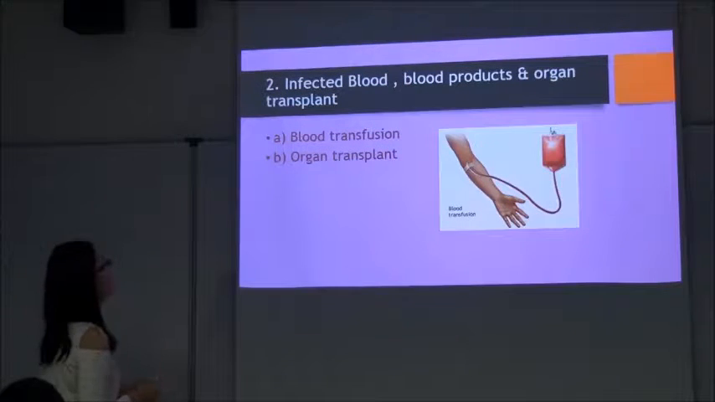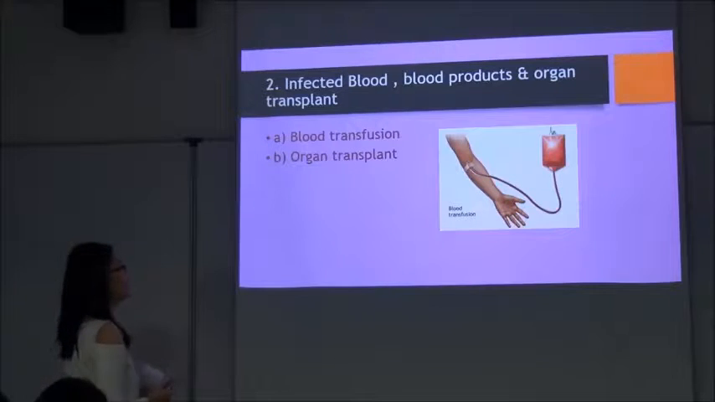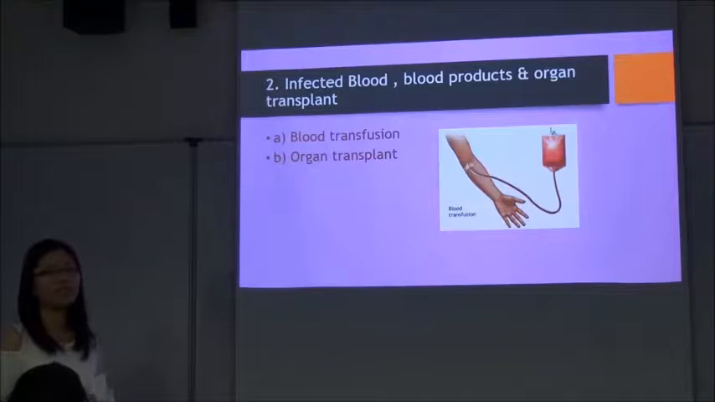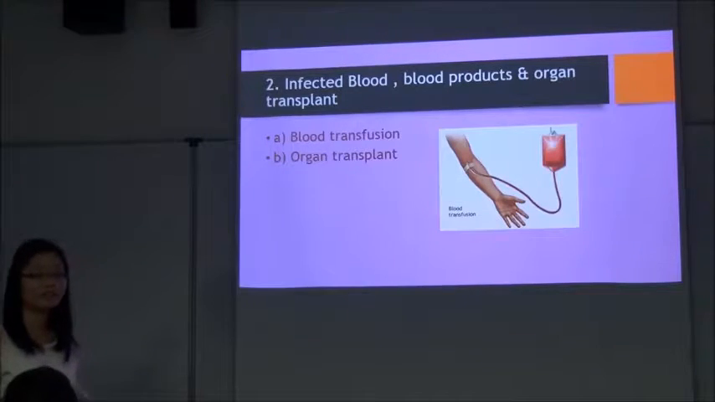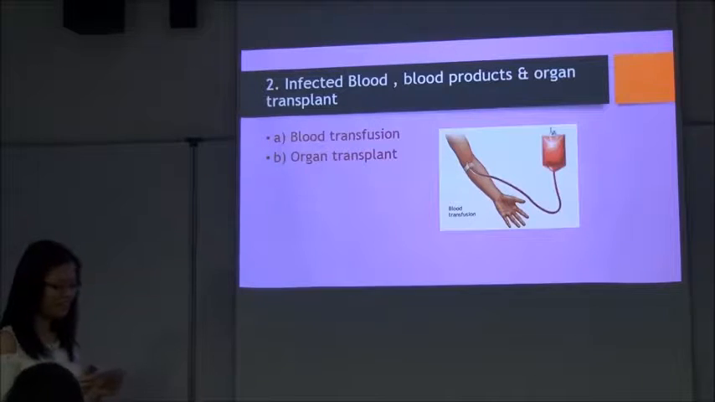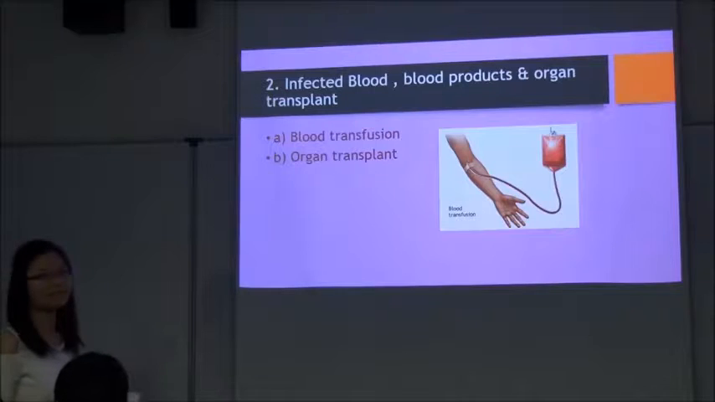Secondly, HIV can be transmitted through blood transfusion and organ transplant if a patient receives blood or organs that have been contaminated with the virus. However, organ transplant is now considered very safe because the organ donors are tested before they are allowed to donate their organs.